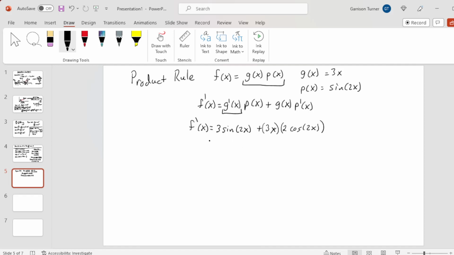Okay, so this is going to be the same thing as 3 times sine 2x plus 6x cos 2x. Okay, so that is the product rule. That's pretty much it for differentiation.